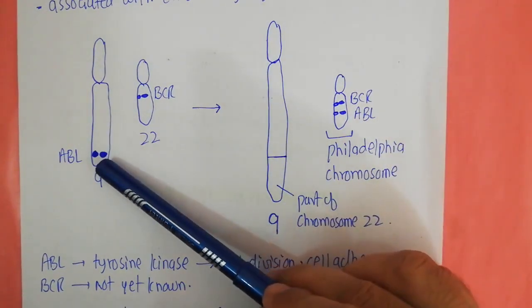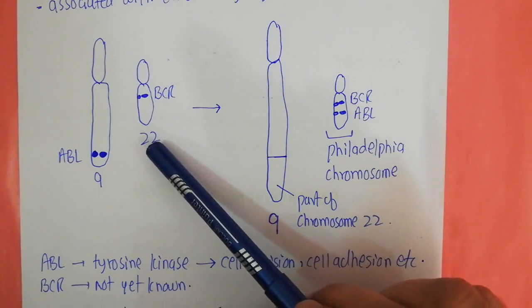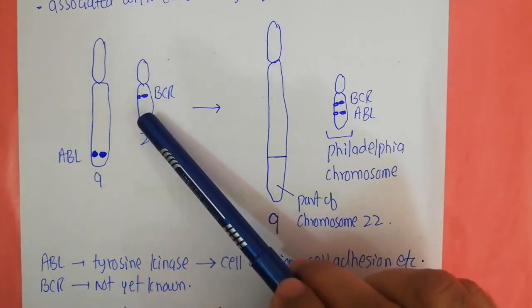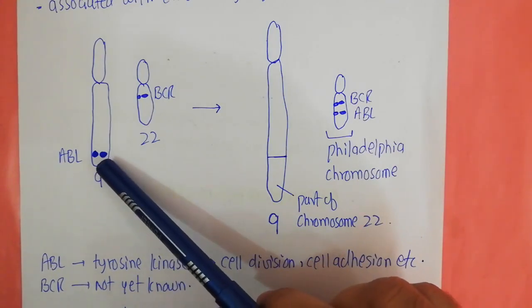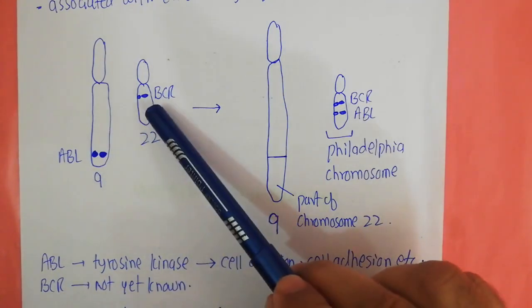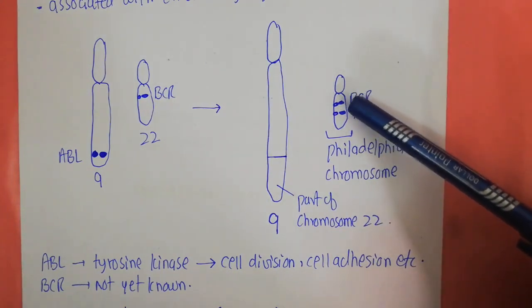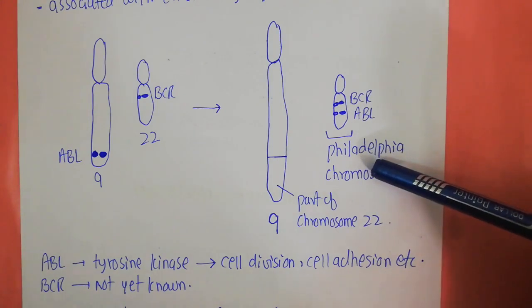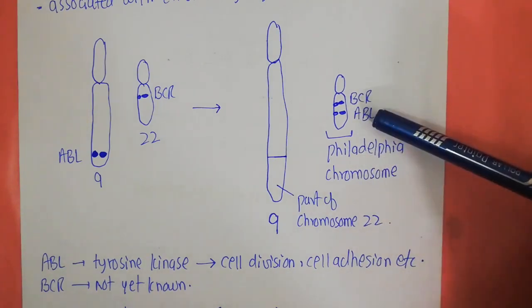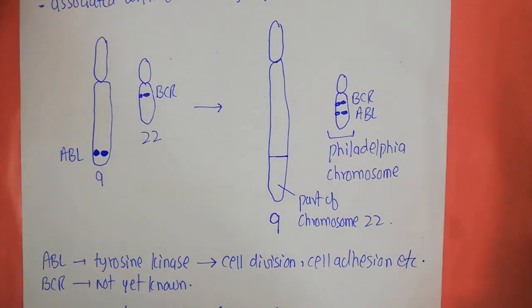The ABL gene is on chromosome number 9, the BCR on chromosome number 22, everything is normal. But after the translocation, the ABL gene from chromosome number 9 is shifted to chromosome number 22, and now the BCR and the ABL are adjacent to each other, and we call this particular chromosome the Philadelphia chromosome, where the ABL and the BCR are adjacent to each other.